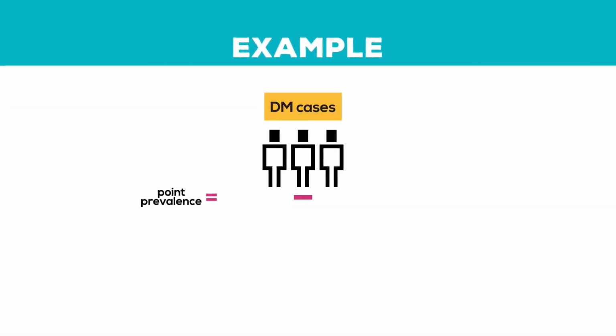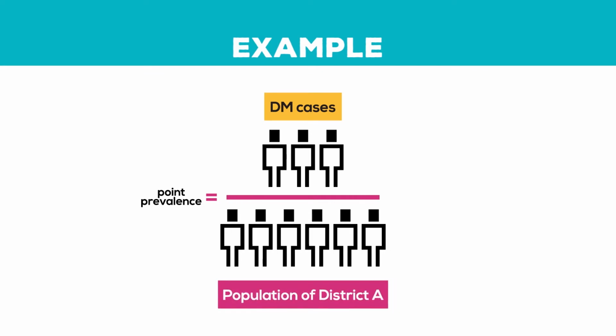Example of point prevalence of diabetes mellitus cases in District A at December 31, 2020: equal to the number of DM cases at December 31, 2020 times 100, divided by the size of the population of District A at December 31, 2020.